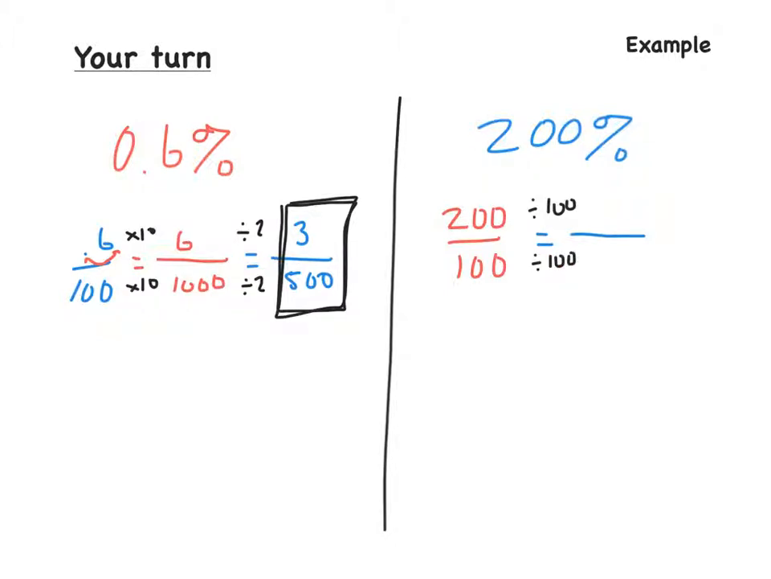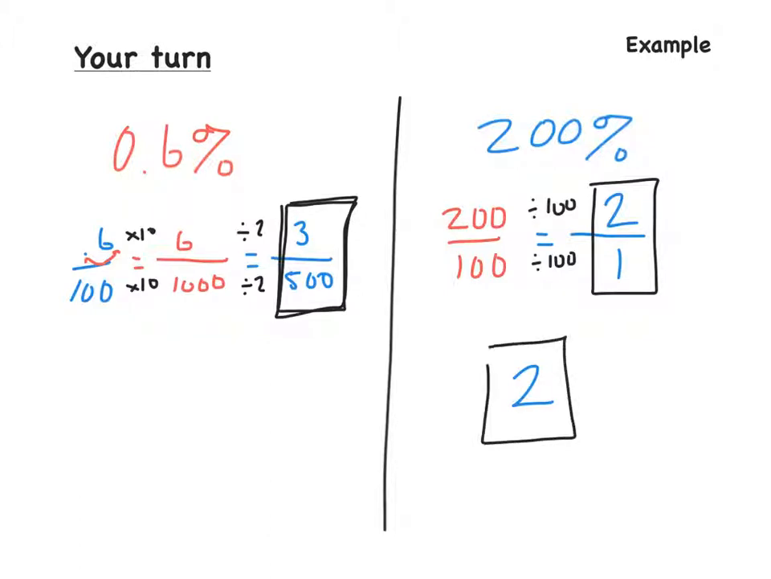So what is 200 divided by 100? What's an easier way? Just think about what is 2 divided by 1. So 200 divided by 100 is equal to 2. 100 divided by 100 is 1. So 2 over 1 is our final answer. 2 over 1 is also the same thing as just 2. 2 over 1 and 2 are the exact same thing.